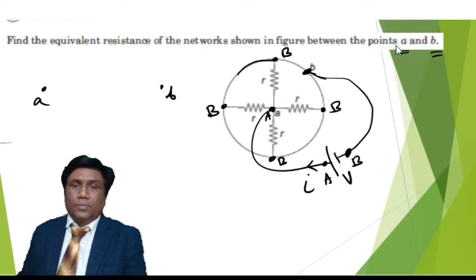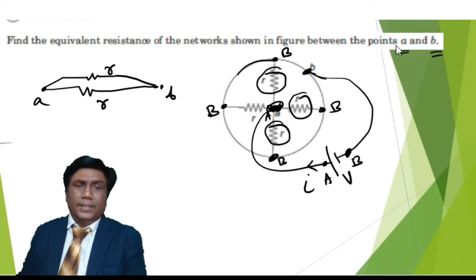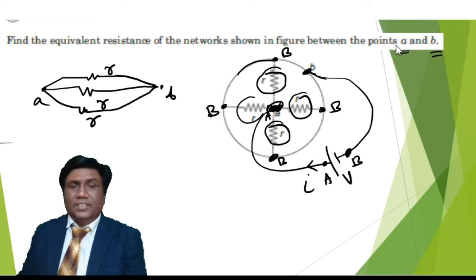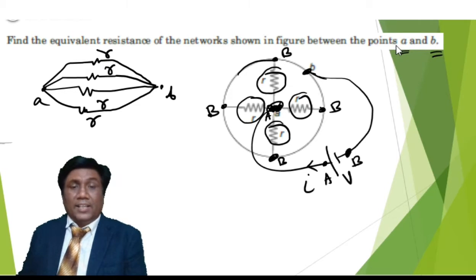First of all, think of this resistance. It is under the potential difference A and B only. So let me draw it. I have drawn it. Now think of this resistance. This is also under the potential difference A and B only, so let me draw it. That is also R. Let me draw this resistance. That is also under the potential difference A and B only. I have drawn it. And finally this resistance is also under the potential difference A and B only. So it is clearly visible that all the resistors are actually in parallel.